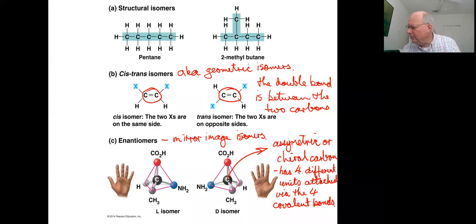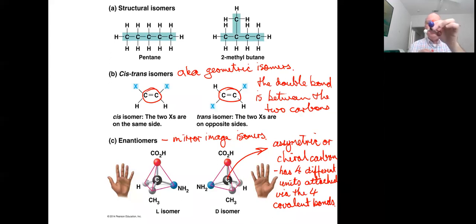And the reason why it's considered to be asymmetric is because it has 4 different things attached to that central carbon via the 4 covalent bonds. So I've said 4 different units, and the reason why is because when we look at bigger molecules and we look for chiral carbons or asymmetric carbons, we have to recognize that it may not be single atoms that are representing the different things that are attached to the central carbon. It could be combinations of atoms. But if we look at this central carbon, it's got a white, a purple, an orange, and a brown attached to it. There's your 4 different units attached to the central carbon.